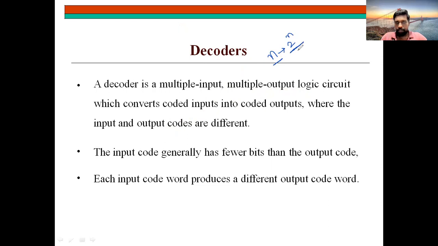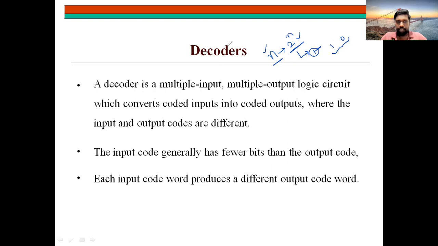And the operation is such that among these 2 power n outputs, only one output is selected for every input combination. So it accepts n inputs and generates 2 power n outputs, and among these outputs, for each and every input combination, one among the 2 power n will be activated as 1 and the remaining will be 0. So this is the operation behind the decoder.